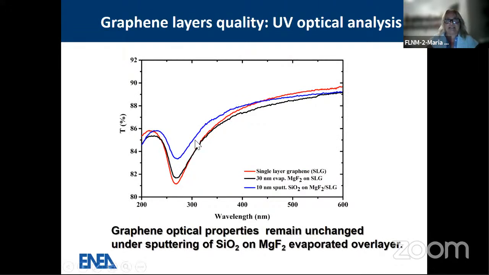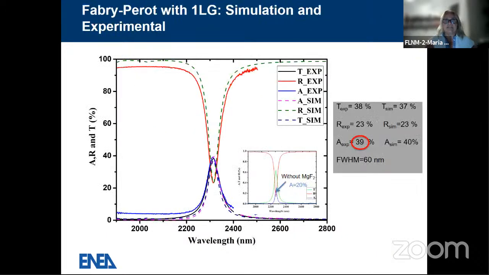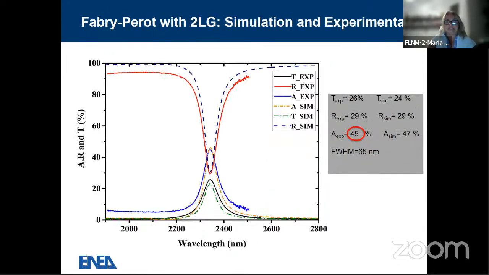Also, this slide shows the transmittance spectra in the UV, showing that the absorption peak of graphene in the UV is preserved also after the sputtering process. I have not shown it here, but we have also measured the resistivity of graphene, which remains unchanged after the whole process. And this is the first experimental result. In these curves, we compare the simulated and experimental transmittance, reflection, and absorption curves, and we show a very good accordance between the theory and the experimental values.